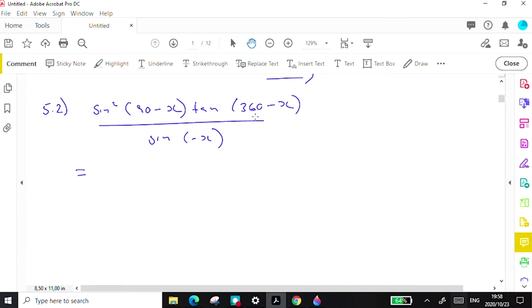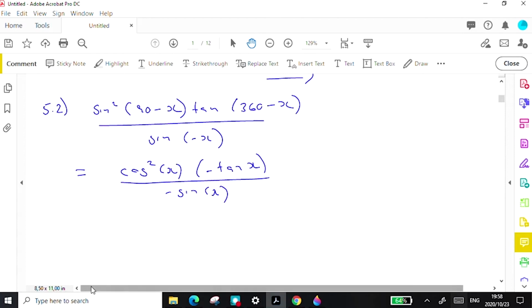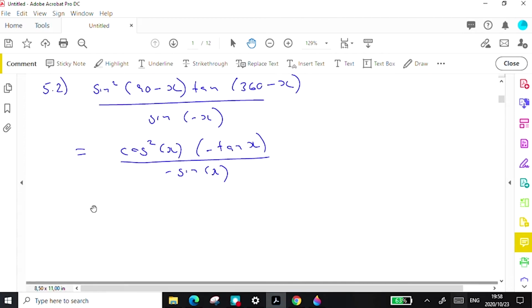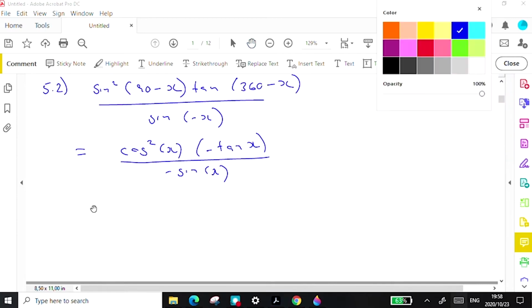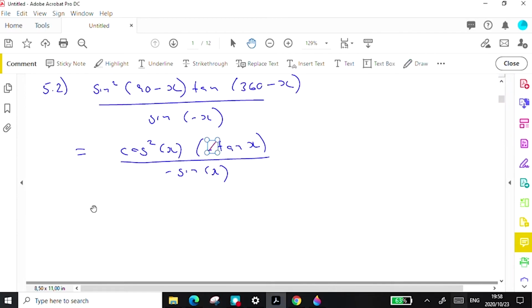This can be written as cos squared x. Sine of 90 minus x is cos x. And here we have tan of 360 minus x. We go to the fourth quadrant where tan is negative, so this should be equal to negative tan of x divided by negative sine of x. The negatives will cancel out, so we can just cancel out these negatives.